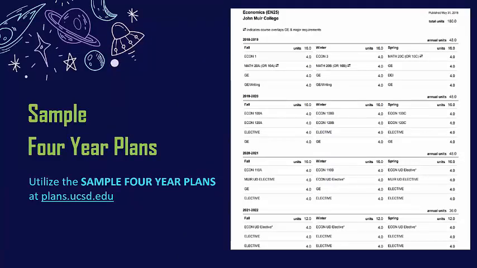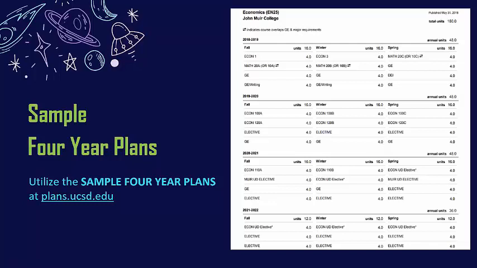As mentioned, you will be receiving your course recommendations and will be enrolling in your fall quarter classes in a few weeks. To help plan for your course enrollment, we want to be sure that you are aware of a nifty tool at your disposal, and it's called the 4-year plans. If you go to plans.ucsd.edu, you can look up sample 4-year plans for many of the majors offered at UCSD.